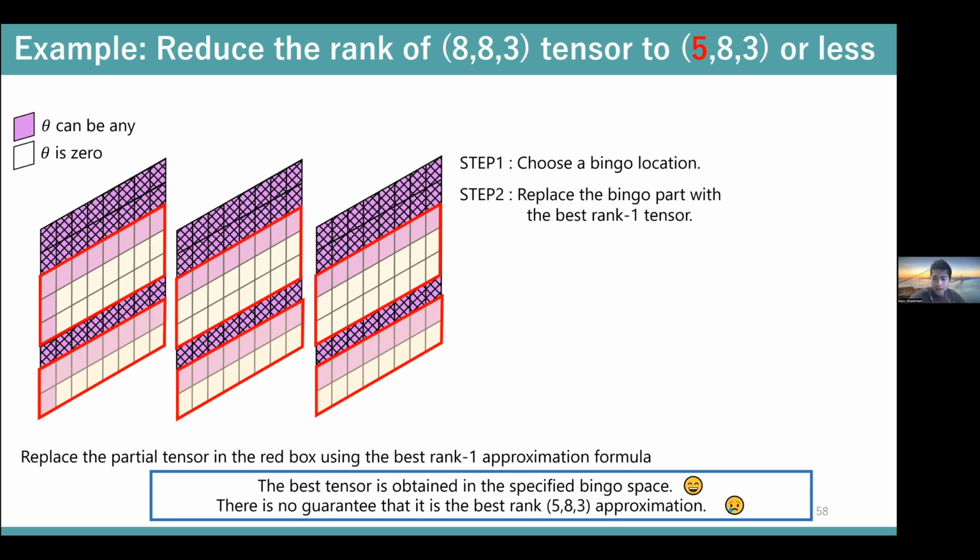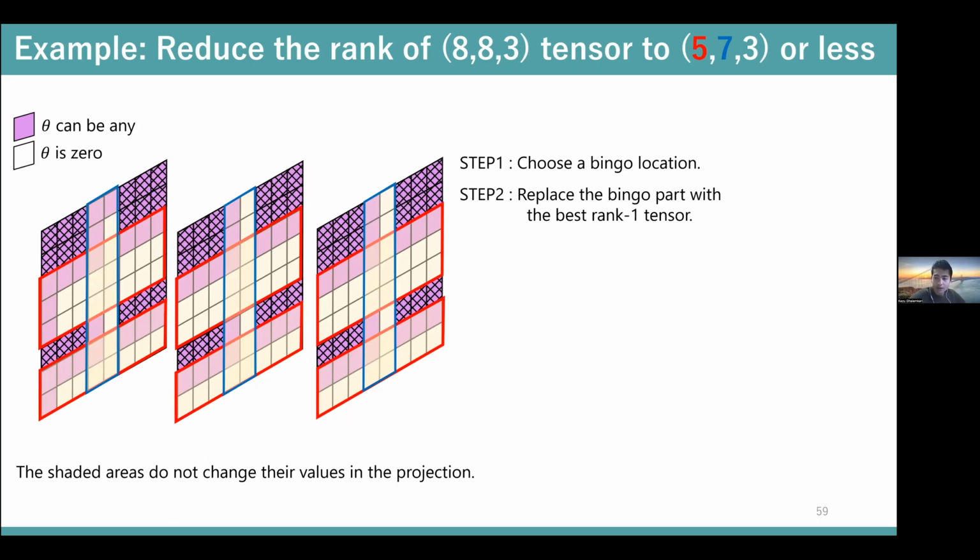This is because the bingo is a low-rank sufficient condition and the location of the bingo is arbitrary. If we want to reduce the second Tucker rank by 1, make a bingo in the mode 2 direction and apply the best rank 1 approximation.